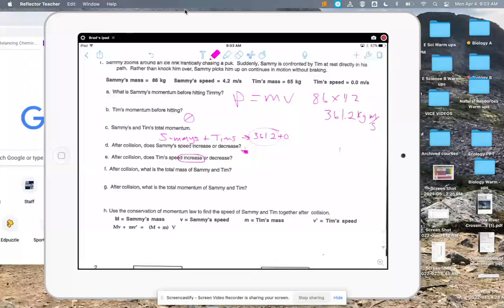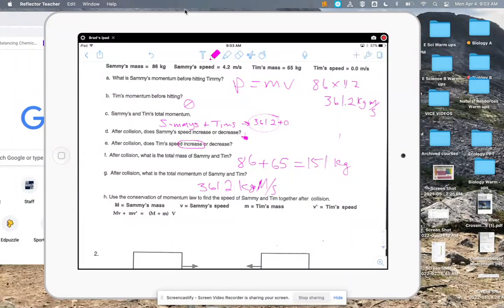So after the collision, what is the total mass of Sammy and Tim? So you add those together. 86 was Sammy's mass. Tim's mass was 65. Add those together and you get 151 kilograms. And so now after the collision, what is the total momentum of Sammy and Tim? Well, as we stated before, their total momentum is still going to be 361.2 kilogram meters per second. And use the conservation law to find the speed.